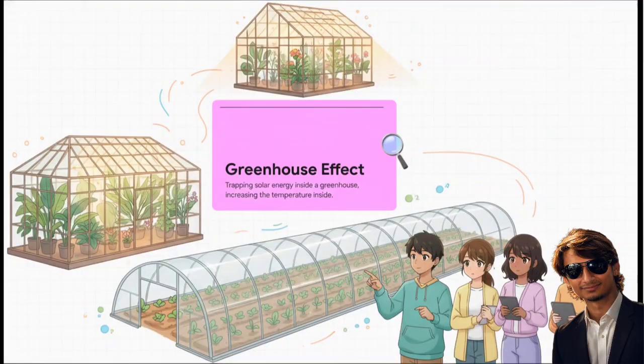So, formally speaking, the greenhouse effect is simply the process of trapping solar energy inside a greenhouse, which naturally bumps up the temperature inside. You've probably seen this yourself, right? Like walking into one of those long plastic tunnels at a farm or inside a massive glass botanical garden. It's actually a brilliant, super basic trick of physics.